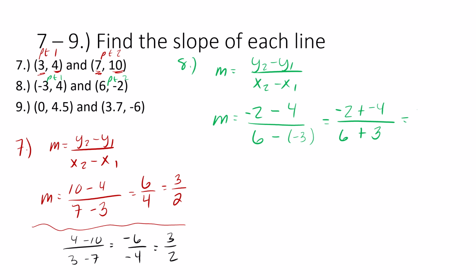So -2 plus -4 is -6. 6 plus 3 is 9. And we can simplify that because 6 and 9 are both divisible by 3. So that is -2/3. And last but not least, we are writing down our formula.